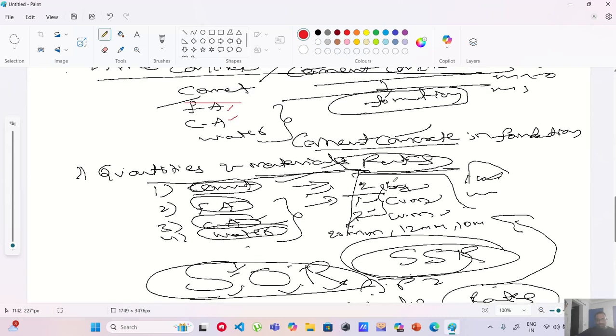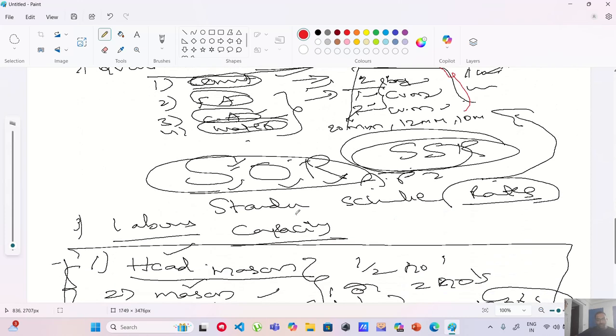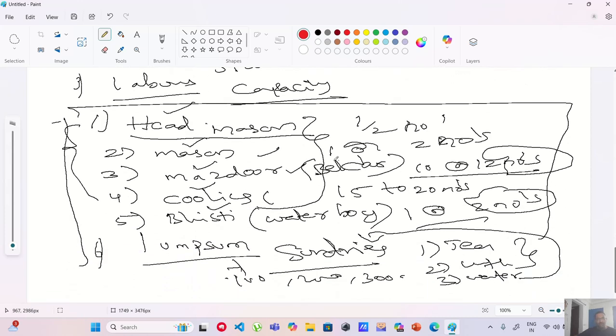And along with these materials, what are the quantities? Two bags cement, fine aggregate 1 cubic meter, 2 cubic meter. This is the quantity. And rates we have to take from the SOR, schedule of rates or standard scheduled rates. It completely depends upon the state. For example, if it is AP, you can take AP rates. If it is Karnataka, we can take Karnataka rates.